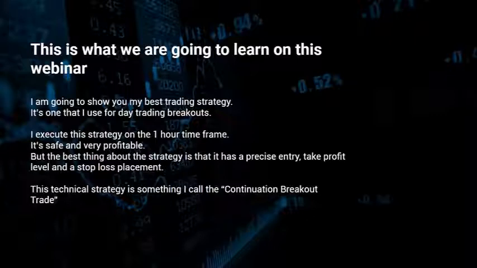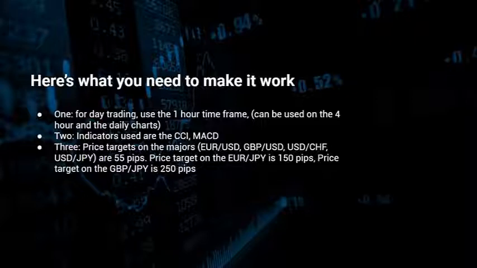But the best thing about this particular strategy is that it has a very precise entry, take profit level, and stop loss placement. I'll show you exactly what it is. This strategy is called the continuation breakout trade. So here's what you need to make it work. Number one, for day trading, you need to use the 1-hour time frame. Please do it exactly as I share with you today. If you change any of the variables, if you change the settings on the indicators, if you don't use the indicators, if you change anything, I cannot tell you what kind of results you're going to get, because this is the way that I use it. This is the only thing I do when I execute the continuation breakout trade.